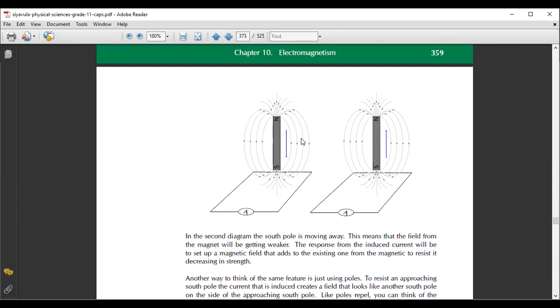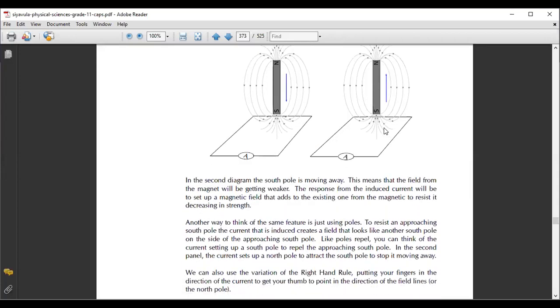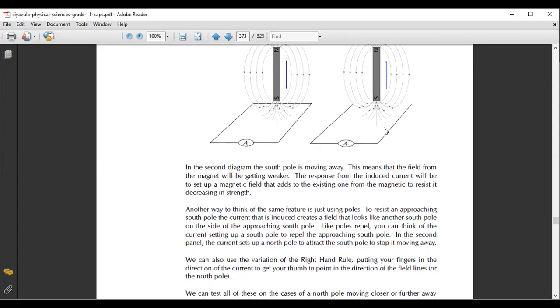So in the second diagram, the south pole is moving away. Okay, here it is. The south pole is moving away. This means that the field from the magnet will be getting weaker. The response from the induced current will set up a magnetic field that adds to the existing one from the magnet to resist its decreasing strength.